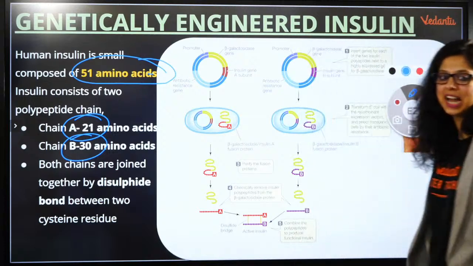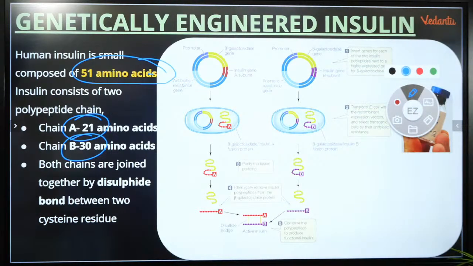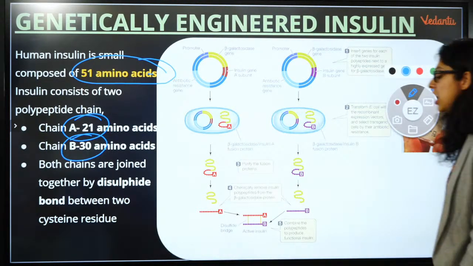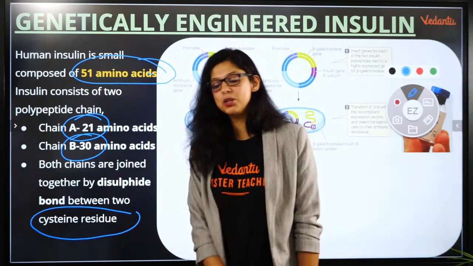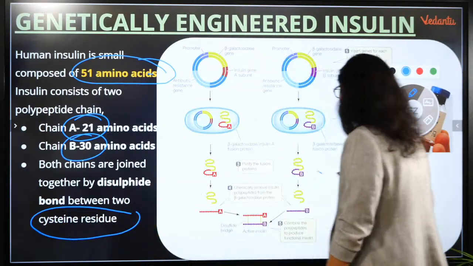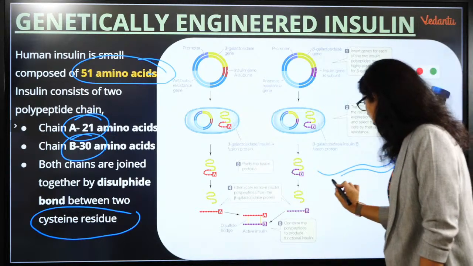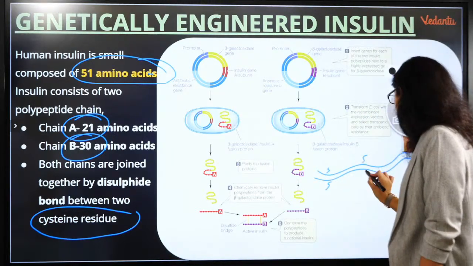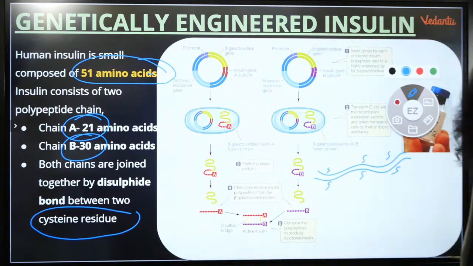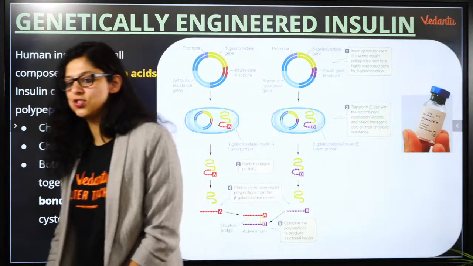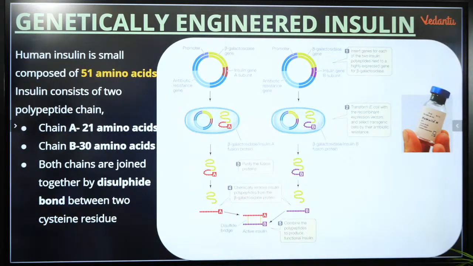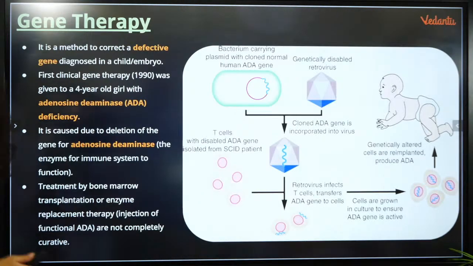They are joined together by disulfide bonds between two cysteine residues. Cysteine is a sulfur-containing amino acid, right? Along with methionine. So disulfide between SS. How are the two chains joined? The two chains are joined by SS. Cool. 21 and 30 amino acids. Is that clear? Taniyat understood. Eli Lilly Corporation. Banting and Best.